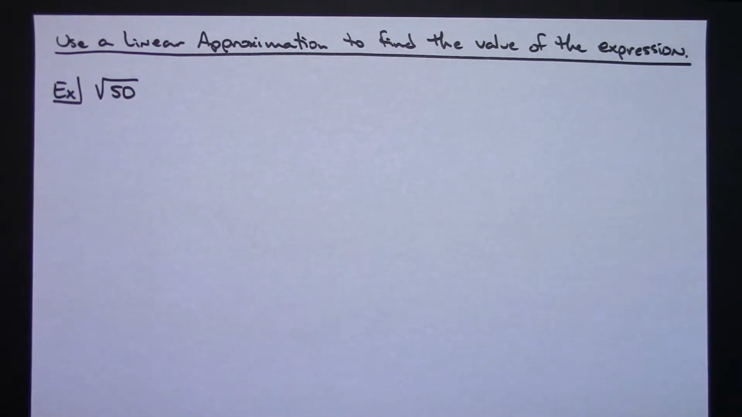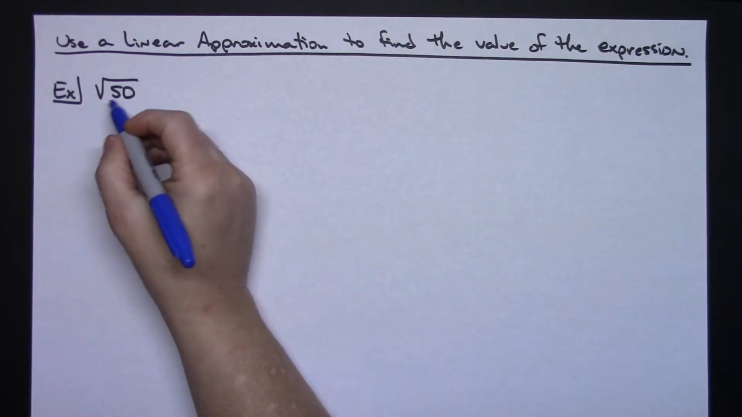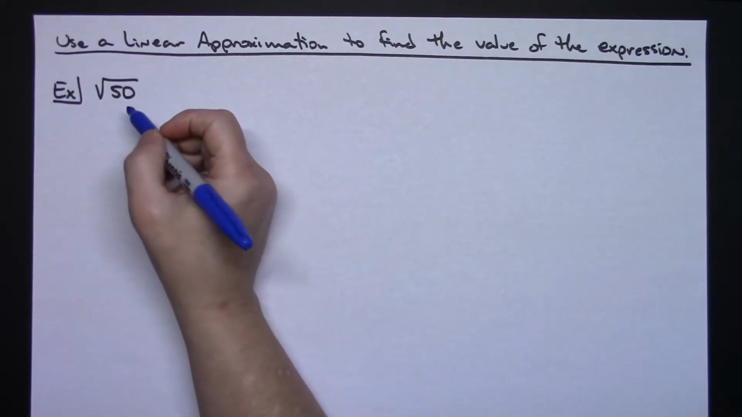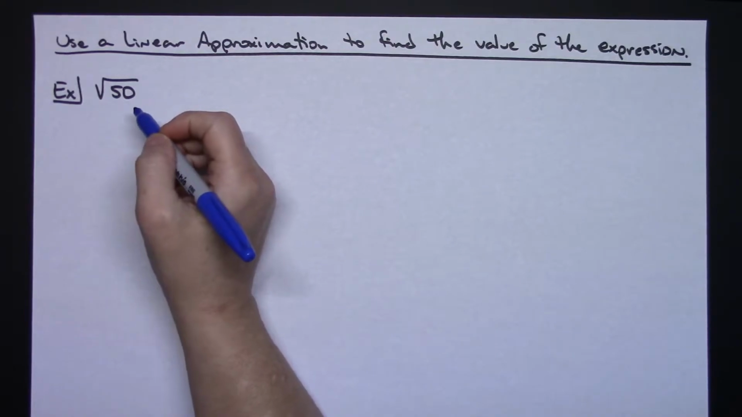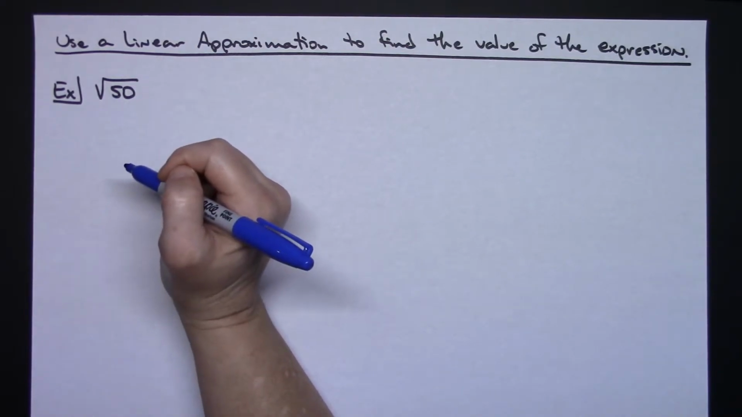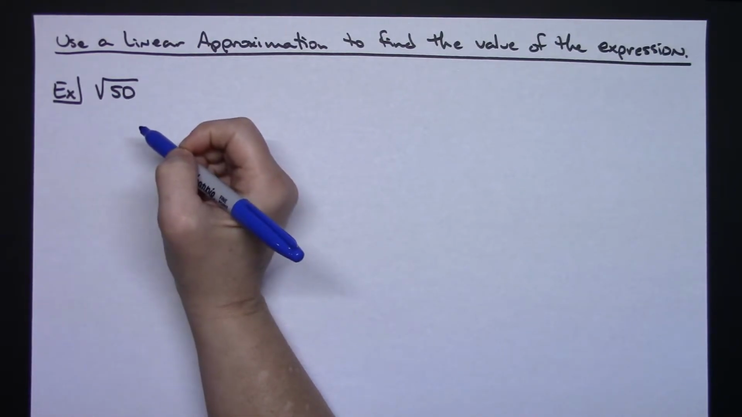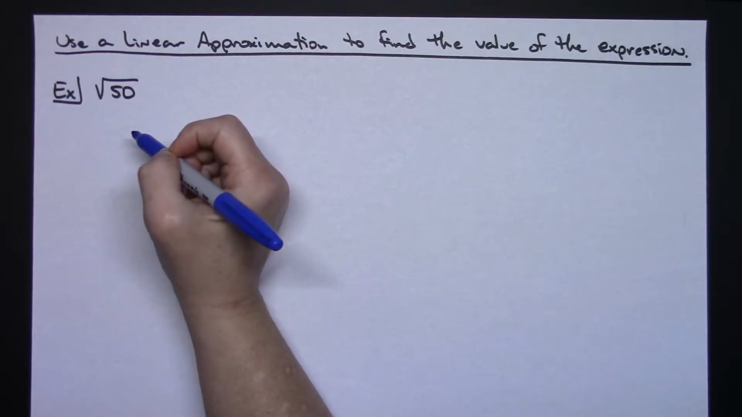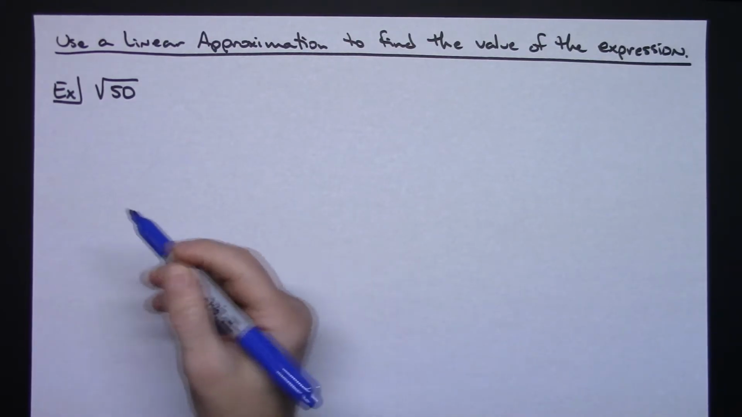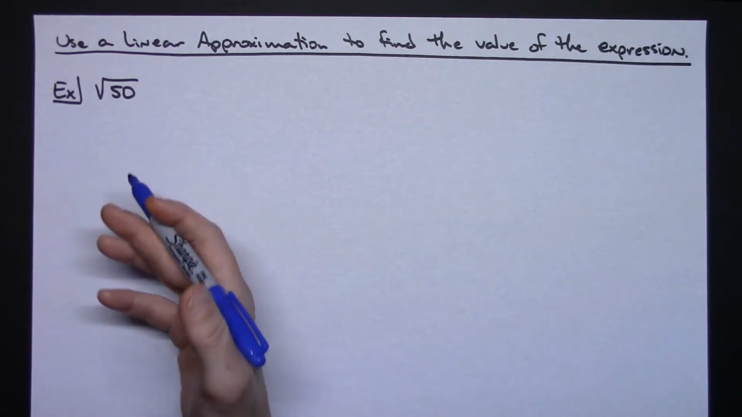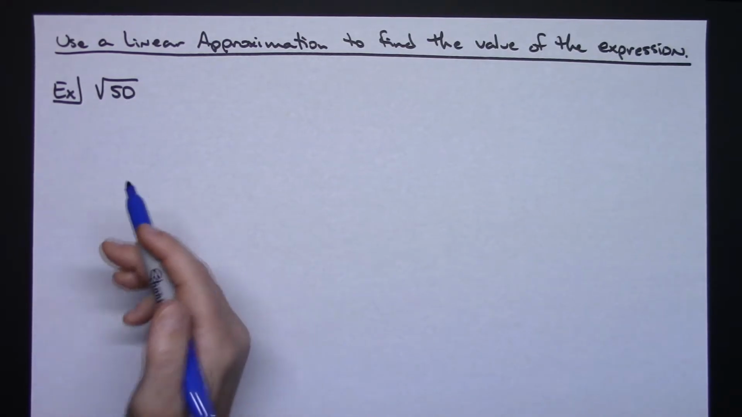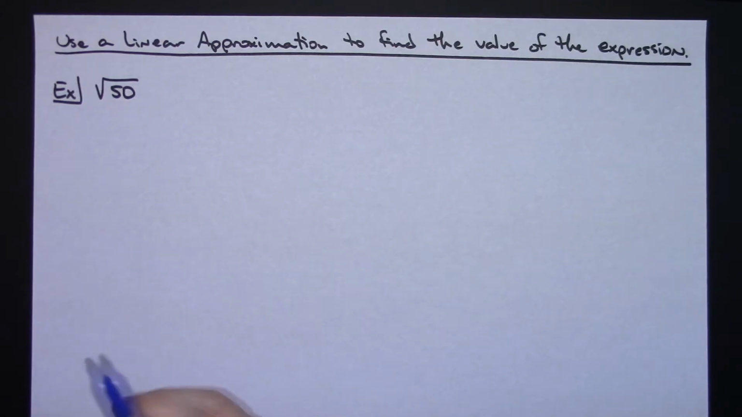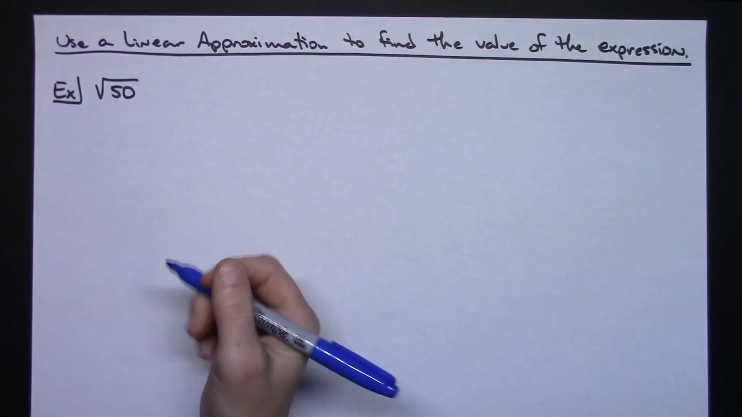So basically, what do we got here? We've got square root of 50. We can't do square root of 50 in our head, but we could do square root of 49, and 49 is really, really close to 50. So if we're trying to come up with a decimal approximation here, we want to pick the closest value we can to 50 that's going to be a perfect square that we're going to be able to work with here.